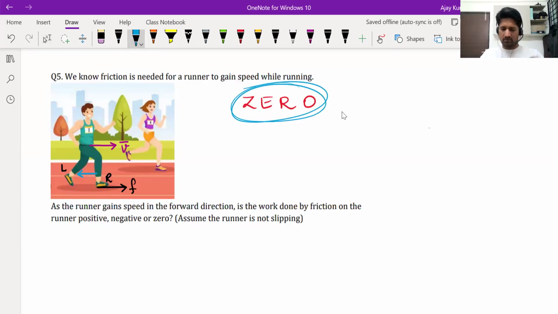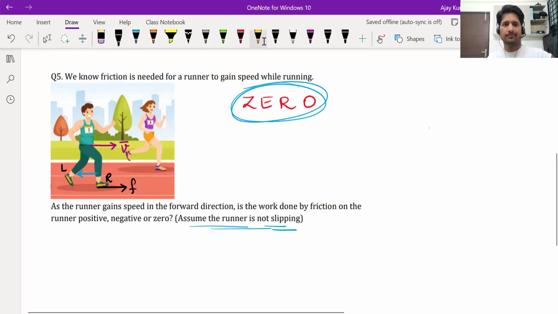Okay, the answer in this case is also 0. And clearly I have mentioned that assume the runner is not slipping. If there's no slipping, work done by friction is 0.